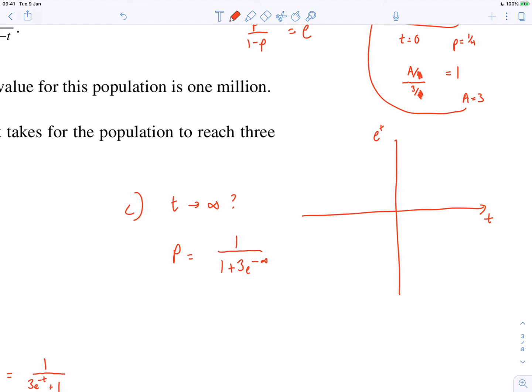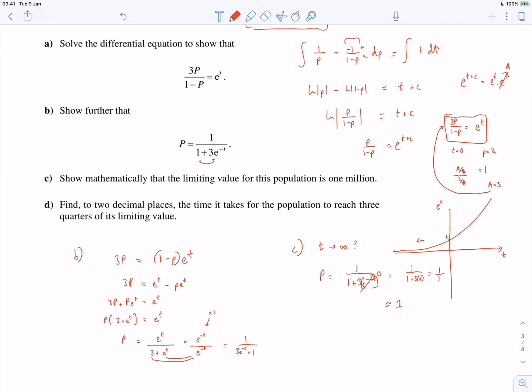let's plot the e to the t function. It looks like this, doesn't it? Goes through 1. Right, as t goes to minus infinity, then the e to the t output is going to tend to 0. So this thing here tends to 0. So the whole thing becomes 1 over 1 plus 3 lots of 0, which just becomes 1 over 1, which is just 1. So p is never actually going to be 1 million, or rather, the only way p is going to be 1 million is if you let time go on to infinity. And it's always going to be approaching it, but not quite. So the limiting value is just 1 million.